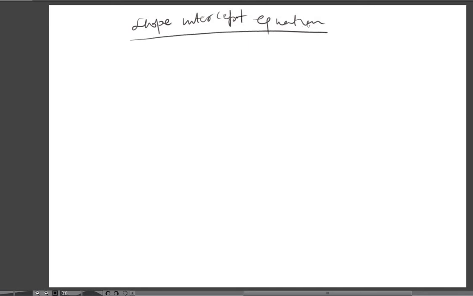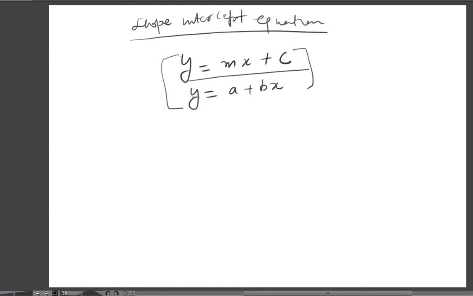Your slope intercept equation is basically in the form of y equals mx plus c. A lot of schools write it as y equals a plus bx. So it's really up to the student which format he or she is comfortable with. Let's pick up y equals mx plus c to start with.